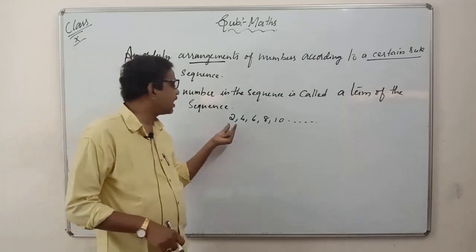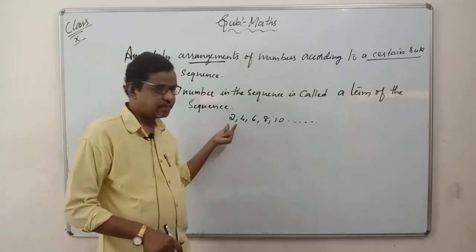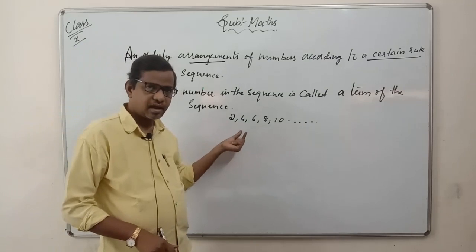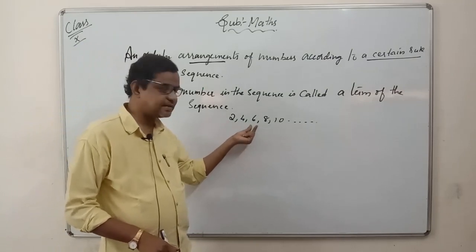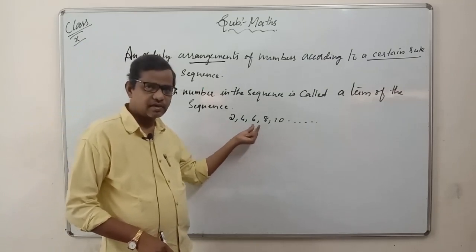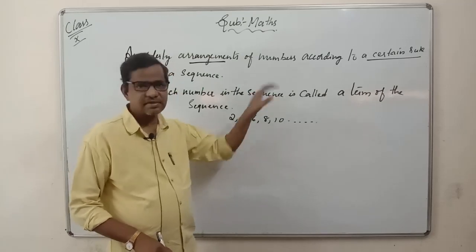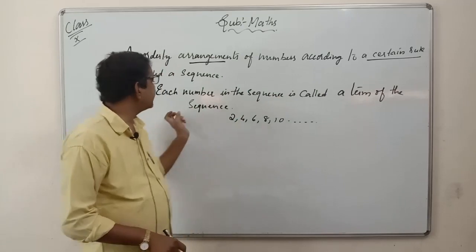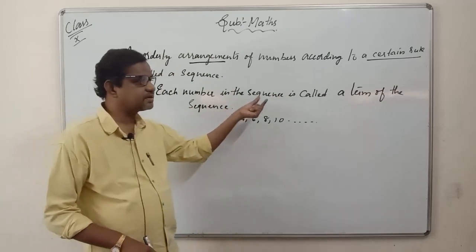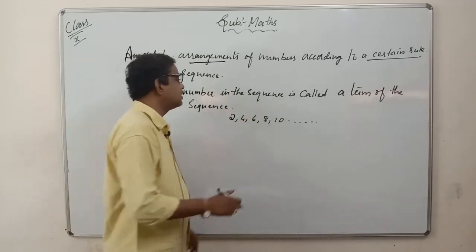For example, if you add 2 to 2, you will get 4. And if you add 2 to 4, you will get 6. And if you add 2 to 6, you will get 8, and so on. So they are following some certain rule. So again he is saying each number in the sequence is called a term of the sequence.